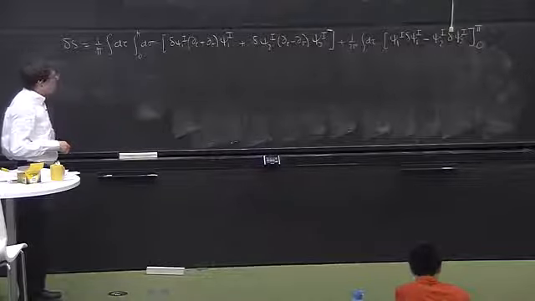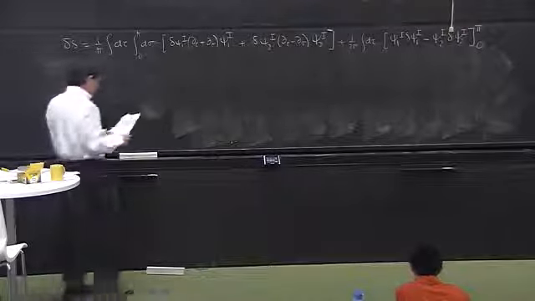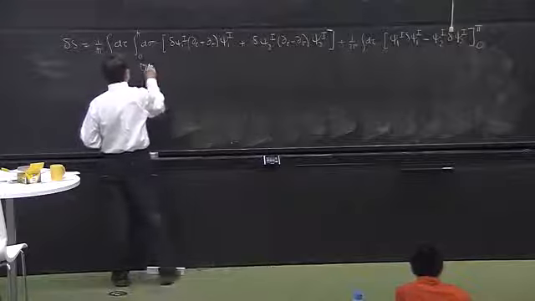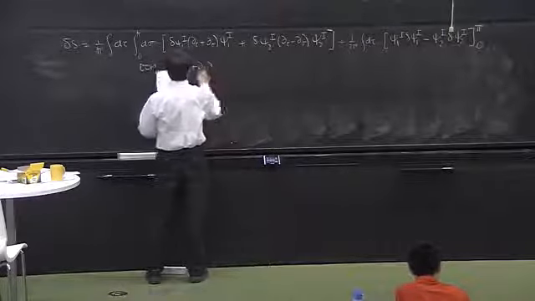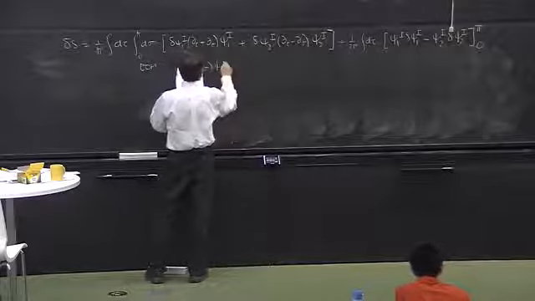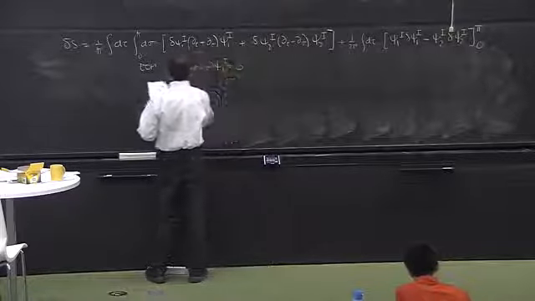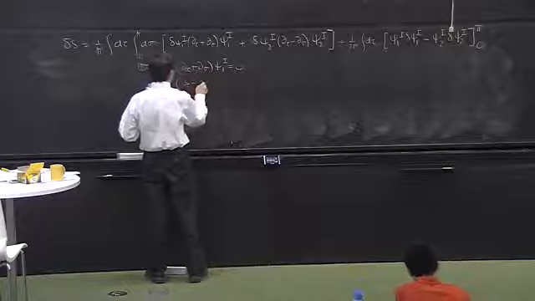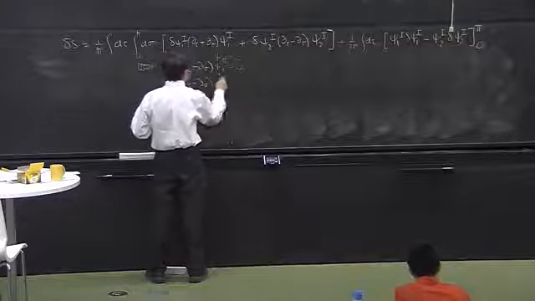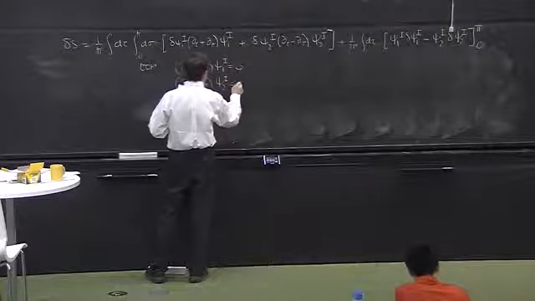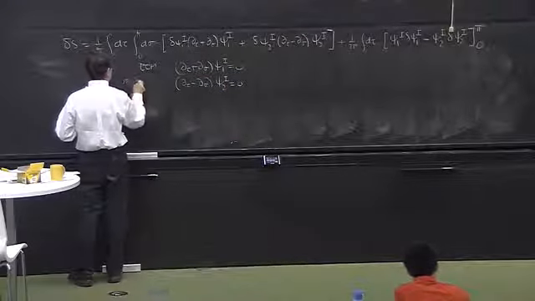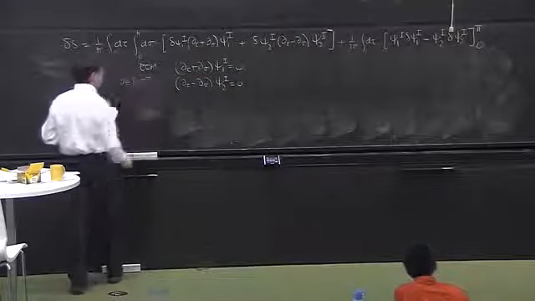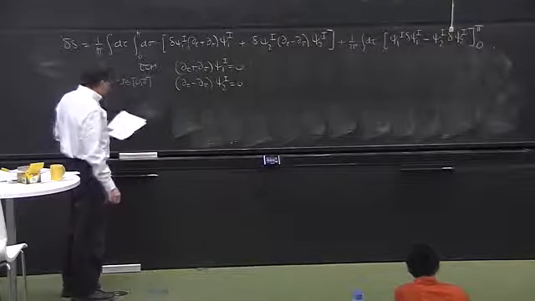Okay, so what are the equations of motion? The equations of motion are (∂_τ + ∂_σ)ψ₁^I = 0, and (∂_τ − ∂_σ)ψ₂^I = 0. And the σ, of course, goes from 0 to π. We're doing open strings.